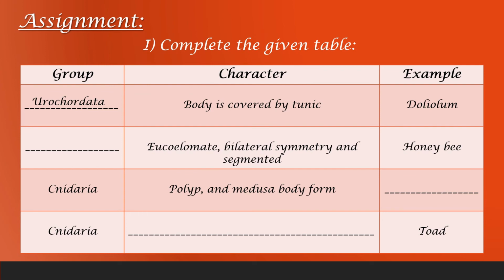Now in the third one, group Cnidaria is given and the character is given as polyp and medusa body form. So you have to tell the example of it. The example is, correct, sea anemone. Then the fourth one, again the group is given as Cnidaria and the example is given as toad. Now students, you are supposed to tell the character. So yes, the character is that the notochord is replaced by the vertebral column.